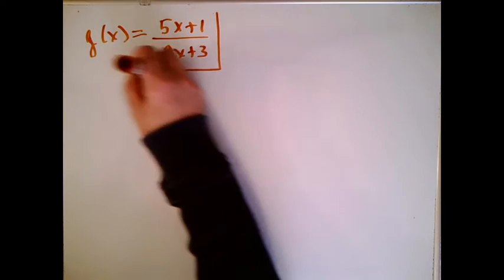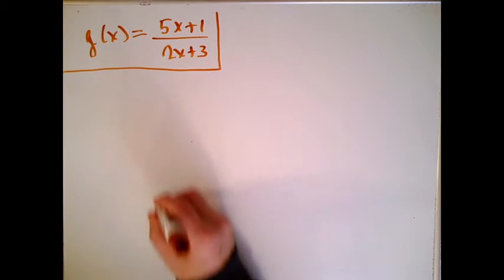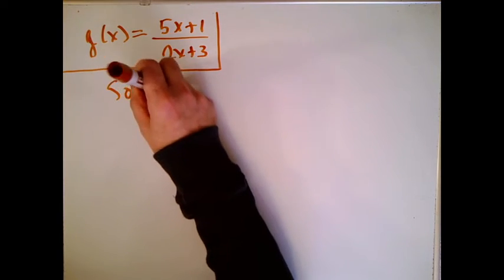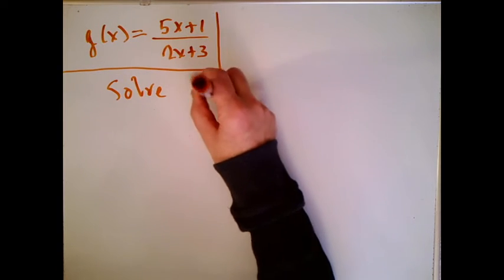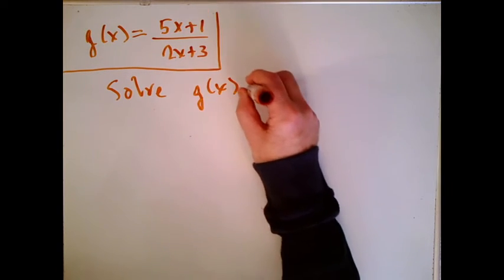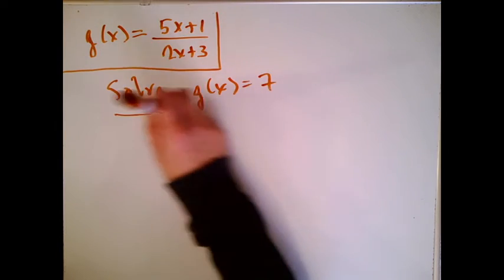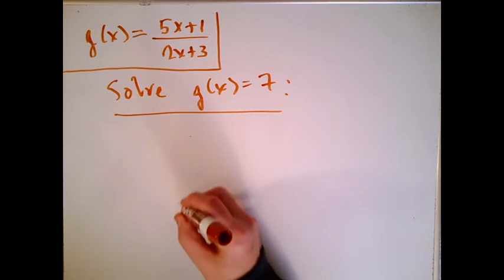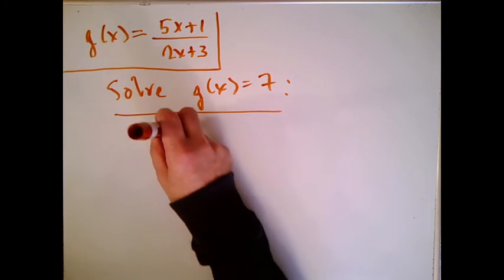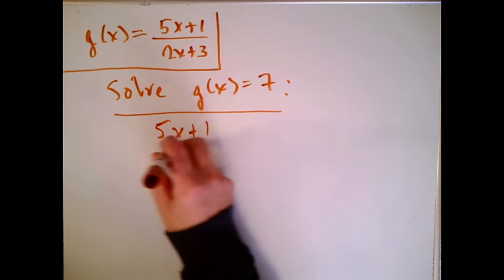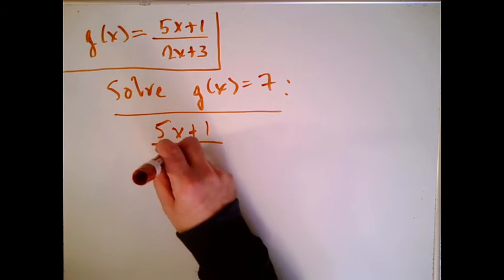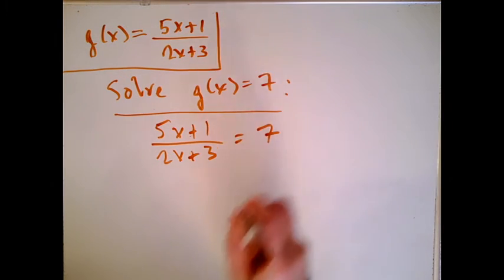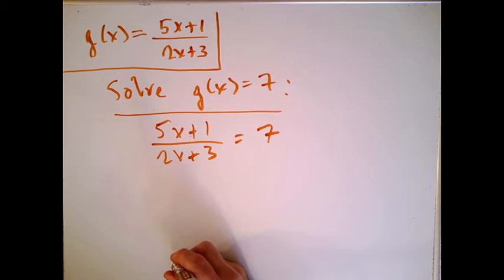The first thing on the list of things they asked us to do is they say, solve g of x equals 7. That is, find the x value that we need to plug in so we get 7 for an answer. Well, all that should mean is we write down g of x, we write equals 7. Just a reminder what we normally do under those situations to solve that kind of thing.